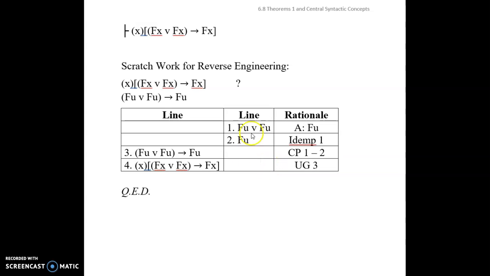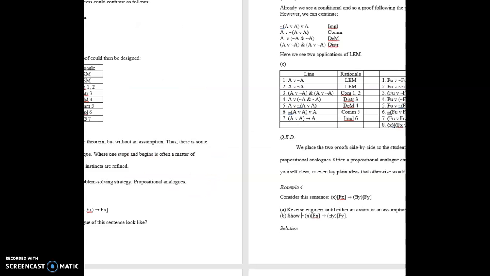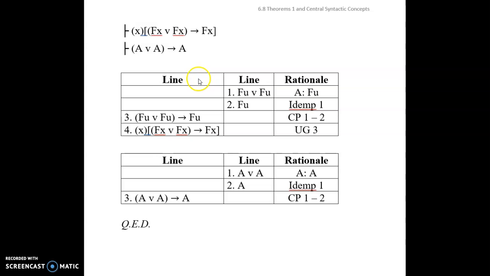Okay, and hopefully you were able to get it. So we assumed the antecedent, FU or FU, and from that we needed to get FU, the consequent, and that was easy to get using the rule idempotence. And so having obtained what we wanted from the assumption, we discharged it, and we ended up with the thing we assumed, arrow, the last thing we got, which is FU, and then it was just a matter of universally generalizing back, and it wants it in terms of x as opposed to y or z, so we universally generalized to x.